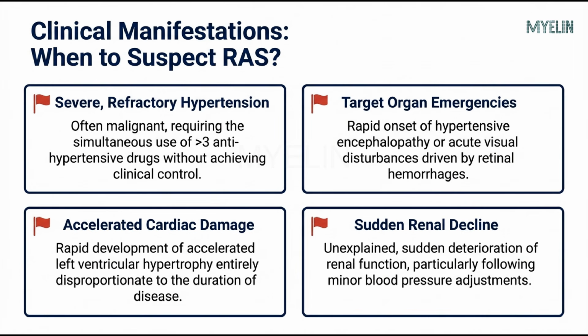Do not miss this. If an exam question describes a patient taking 4 blood pressure medications at maximum doses whose pressure is still 190 over 110, standard essential hypertension is the wrong answer. You must investigate the renal arteries.